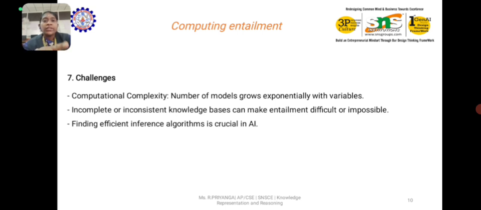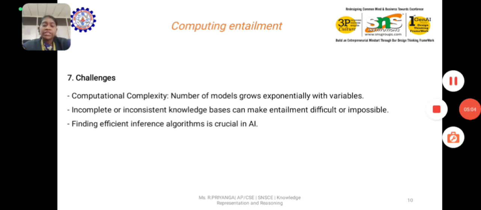Then incomplete or inconsistent knowledge. If the knowledge base has missing or conflicting information, computing entailment can become difficult or even impossible. Then efficient inference: finding efficient inference algorithms is crucial in AI. Using efficient reasoning algorithms is crucial to avoid excessive computational time. These are the things that occur in computing entailment.